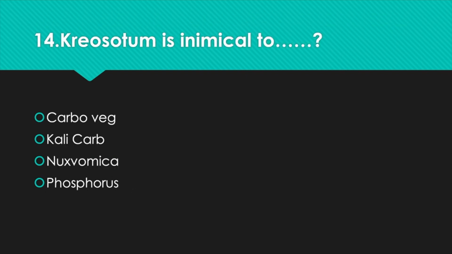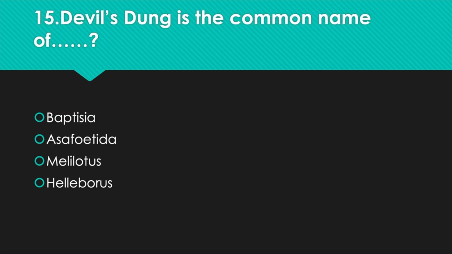Creosotum is inimical to: option A, carbo veg; option B, calcarea carb; option C, nux vomica; option D, phosphorus. Answer: option A, carbo veg. Devil's dung is the common name of: option A, Baptisia; option B, Asafoetida; option C, Melilotus; option D, Helleborus. Answer: option B, Asafoetida.